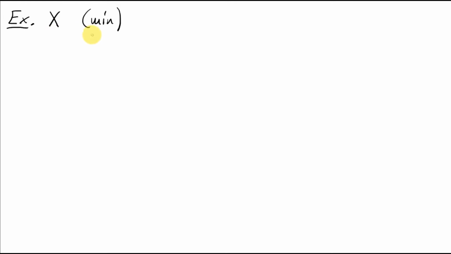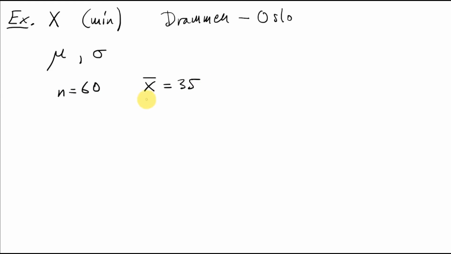Let x be the traveling time by train from the city Drammen to Oslo. Here mu is the expectation value of x, and this is unknown. Also the standard deviation of this one is unknown. After making 60 trips, we got an average traveling time of 35 minutes with a standard deviation of 3.1. Let's say we want to find a 95% confidence interval for the expectation value, that is, the traveling time.